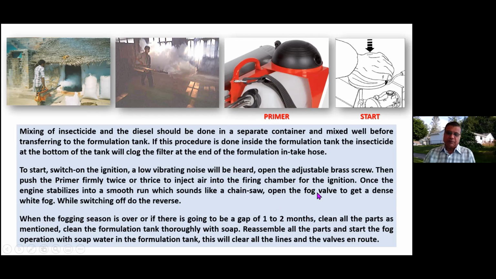Then start your fog operation, so that the soap water will go into this line and clear all the walls en route. This should be done when the fogging season is over, or there is going to be a gap of 1 to 2 months. Because once you leave the fog machine as such, then after 2 months if you start, it won't start. There will be some clogging, there will be a lot of problem. Do all these things and keep the fog machine safe, so that when you come back for the season and you start the machine, it should run immediately.